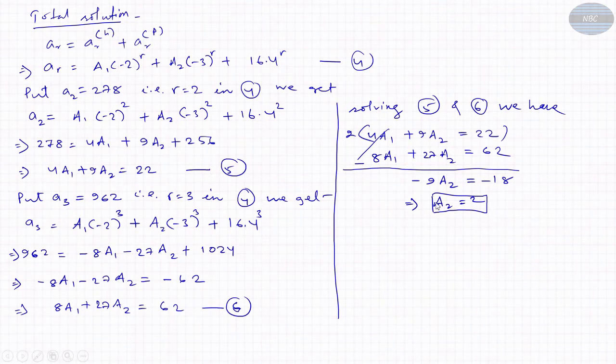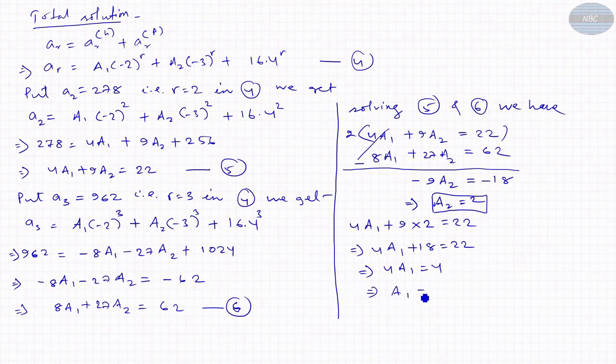Okay, we put the value of a2 in equation 5, so we get 4a1 plus, this is 9 into 2, that is the value of a2, is equal to 22. This implies 4a1 plus 18 is equal to 22. This implies 4a1 is equal to 22 minus 18 is equal to 4. This implies a1 is equal to 1. Okay, so this is the value of a1 we got.